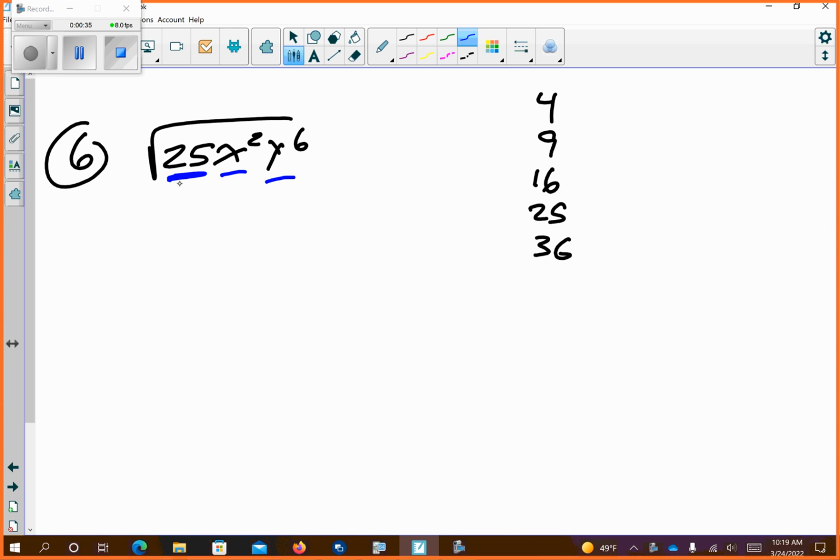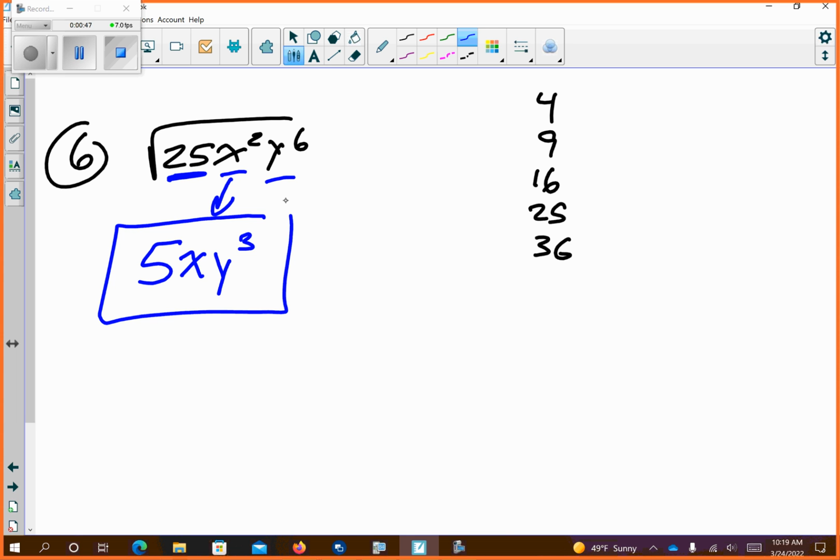Good. So square root of 25 is 5. What's the square root of x to the second? X. What's the square root of y to the sixth? Y cubed. Oh, good terminology. I like it. Cool. And it's done. Where did the radical sign go? We did all the operation.